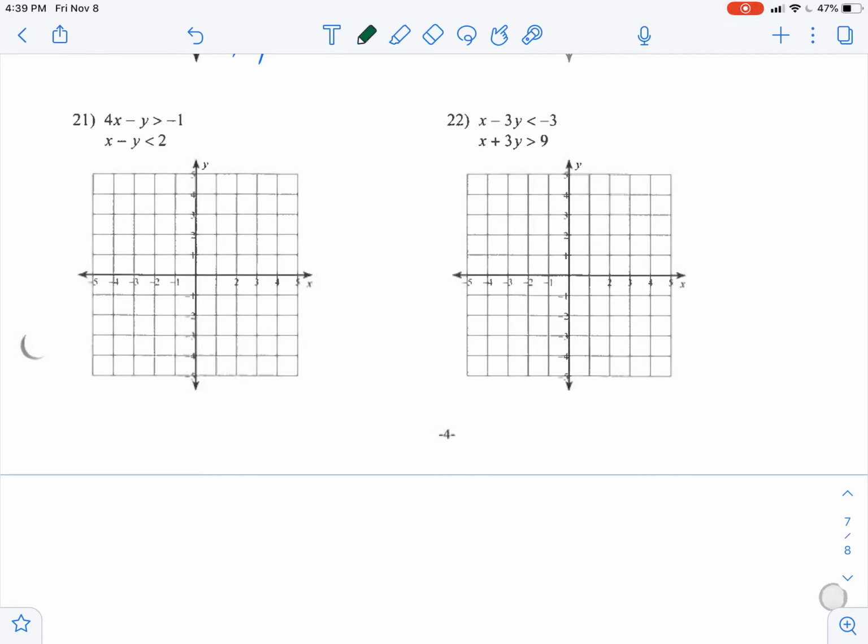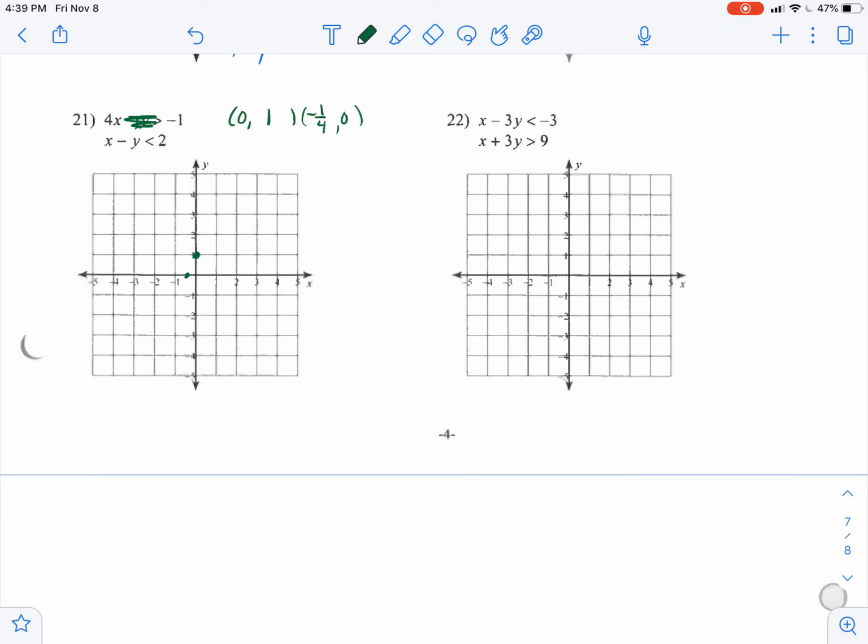So first one, again, I'm going to do my zeros. So if x is 0, divide both sides by a negative 1, because remember there's a 1 there. So that would be 1. If y is 0, I would divide both sides by 4. That would be a negative 1/4. Okay? So I'm at 0, 1, and a negative 1/4, 0.